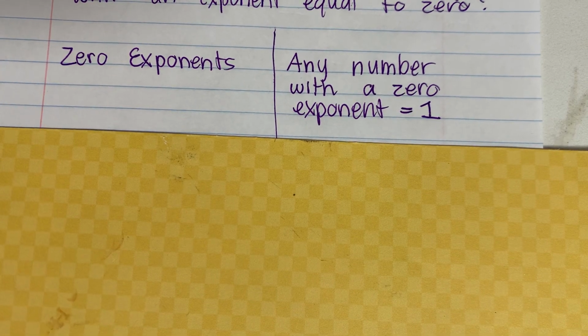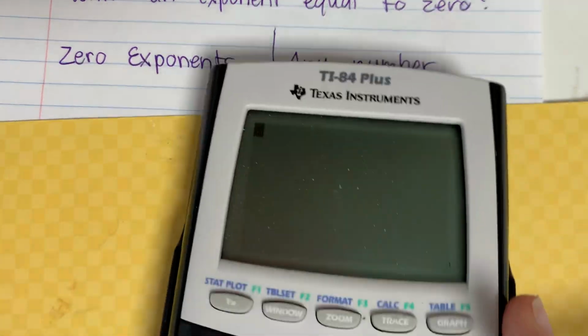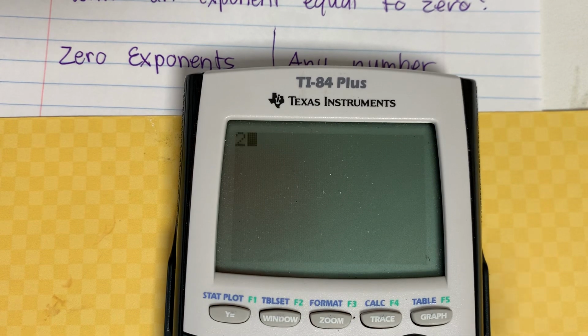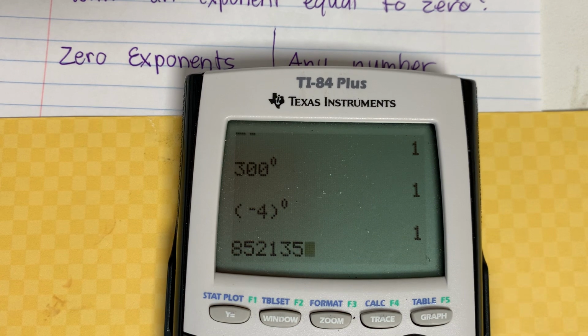0 exponents. Any number with a 0 exponent equals 1. So what does that look like? Well, any number. 20 with an exponent equal to 0 is 1. 300 with an exponent equal to 0 is 1. -4 to the exponent of 0 is equal to 1. You get the idea. Any number I put in here, as long as it's got an exponent equal to 0, is 1. Kind of crazy, right?